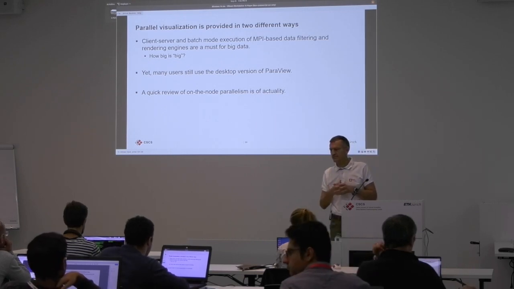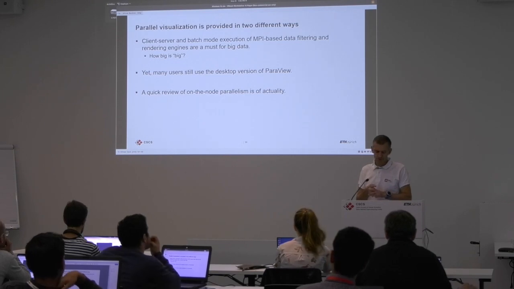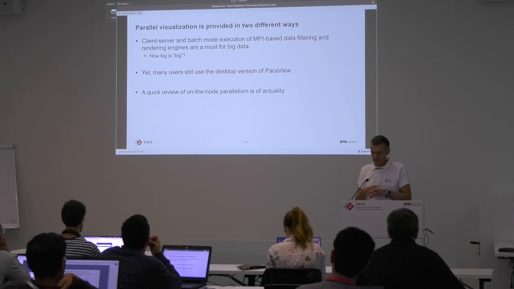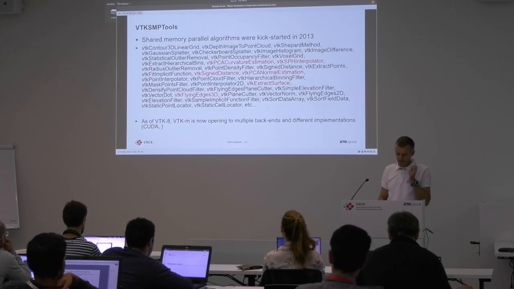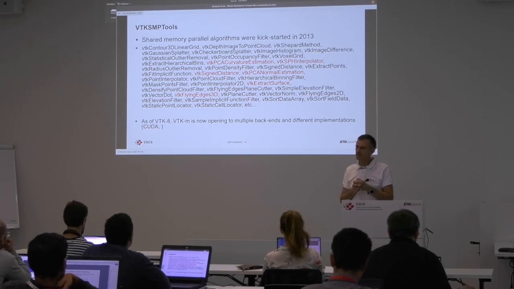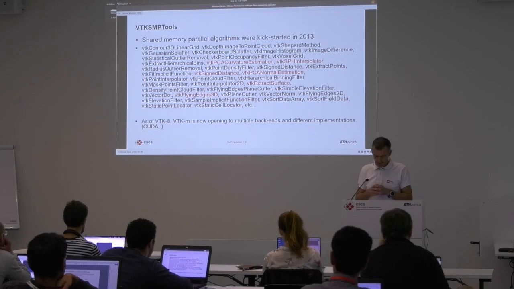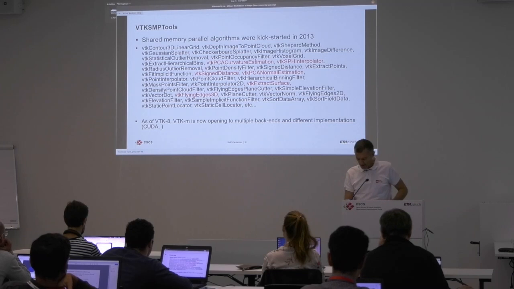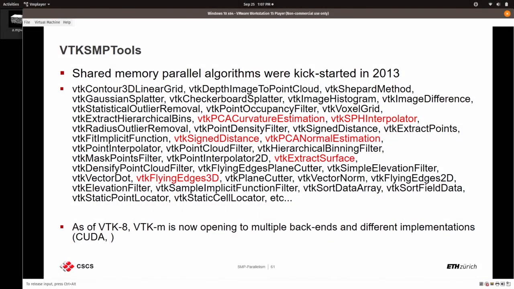Yet, if the data fits nicely onto your laptop, you can use another form of parallelism called SMP, or symmetric multiprocessing parallelism. On my laptop, I have it compiled with TBB, the Intel Threading Building Blocks. So I'm going to review that with some examples. In the VTK toolkit, there is a sub-kit, if you want, called the VTK SMP tools. This is an effort that was started in 2013. And it offers quite a bit of classes which are multi-threaded by default. And I highlighted here in red a number of those classes I will exercise. This is one way to do SMP parallelism.